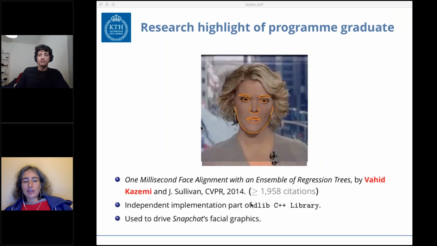As you can see, this was then implemented in dlib, a quite widely used C++ library for computer vision methods, and lots of people use it. It has lots of citations, nearly 2,000 citations, which is quite a lot in this world. It was also used to drive Snapchat's facial graphics. I don't know if that's still true, but for several years at least, it was the basis of Snapchat's facial graphics. So that was one graduate.